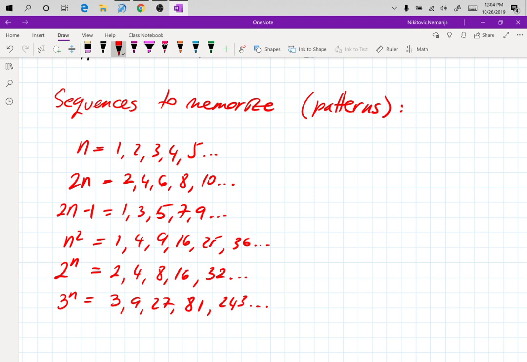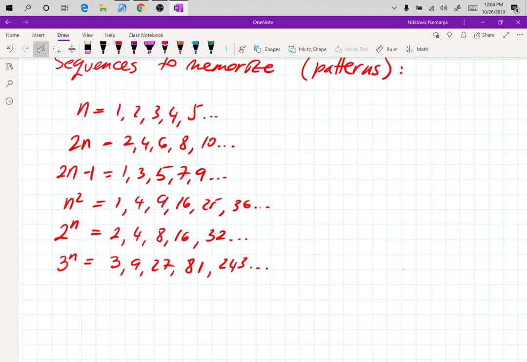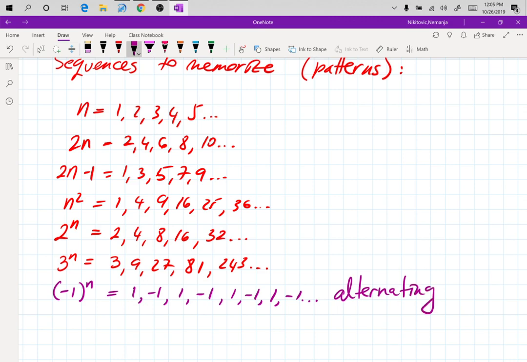And then there is another one that is very important, and I am going to write that one in a different color here because I want it to stand out a little bit, and that's (-1) to the n: 1, -1, 1, -1, 1, -1. That one is called alternating, as its name. Alternating, and it's very important. We're going to have alternating series, alternating harmonic sequence, alternating harmonic series.